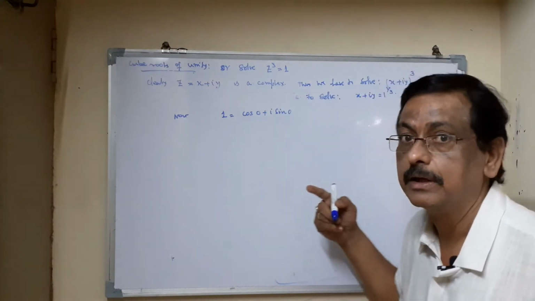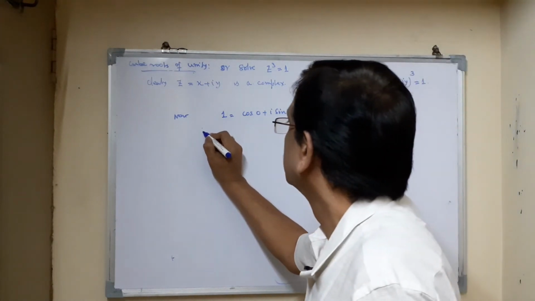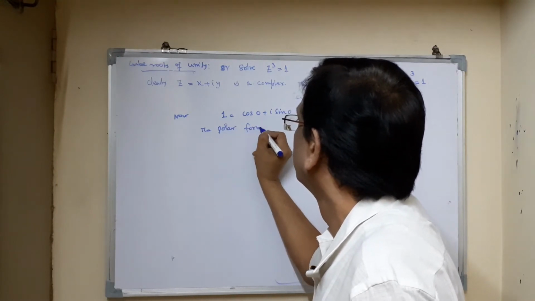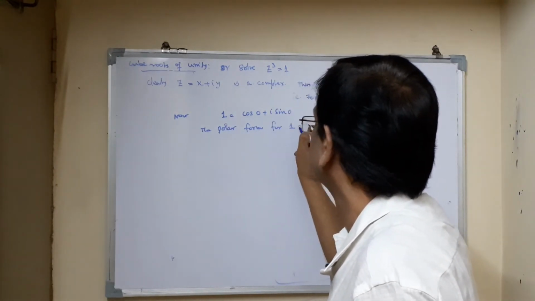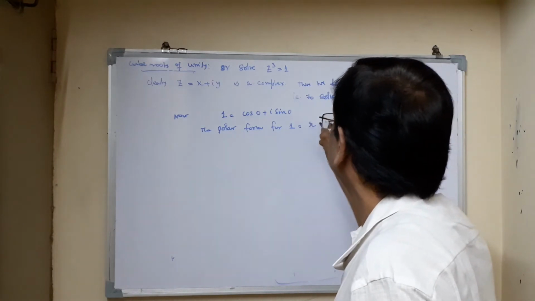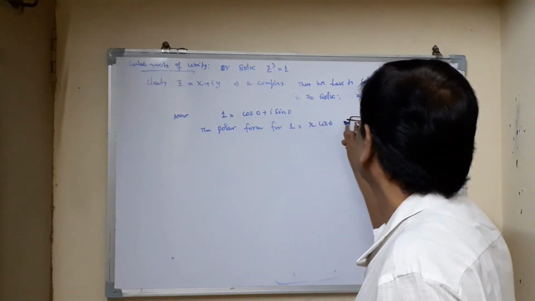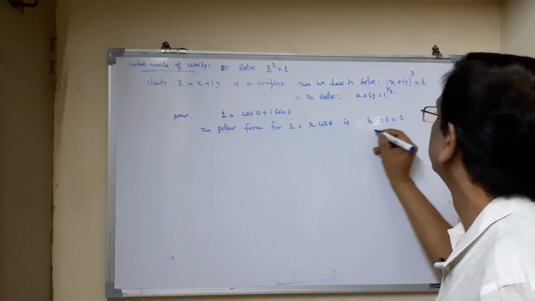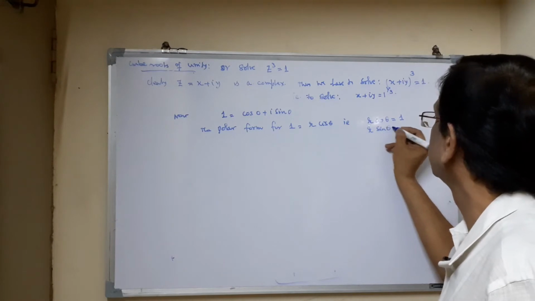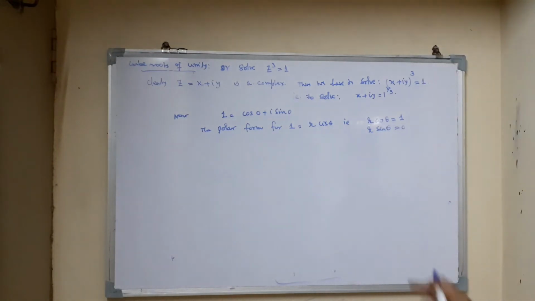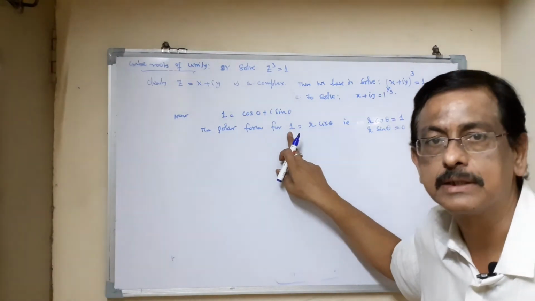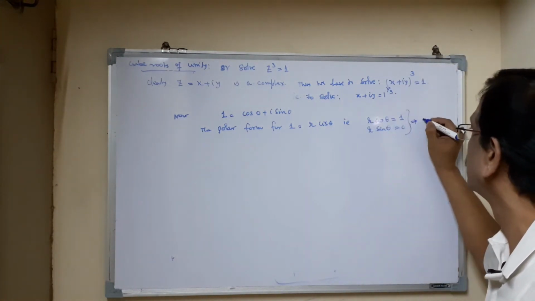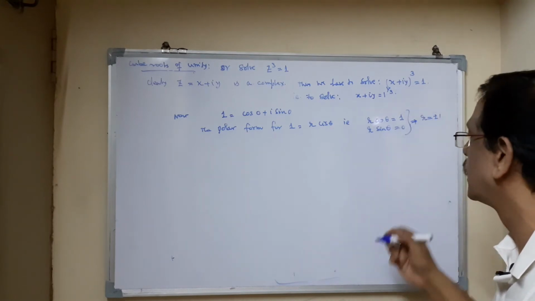Now, if I want to write the polar form for 1, it is equal to r cis theta. That is, r cos theta equal to 1, r sin theta equal to 0, because 1 can be written as 1 plus 0i. So squaring and adding, you will get r equal to plus or minus 1. We will take r equal to 1.